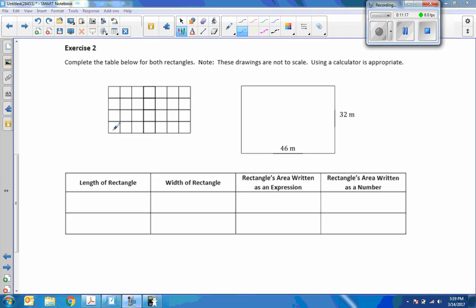Okay, so here we go. 1, 2, 3, 4, 5, 6, 7. Length of the rectangle, 7 units. 1, 2, 3, 4 high. Width, 4 units. Rectangle area, 7 units times 4 units. And that is 28 units squared.